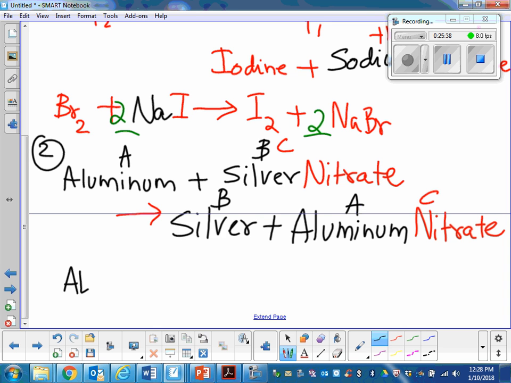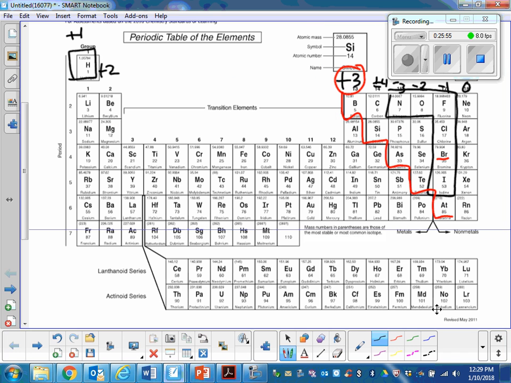Do I include any number, anything underneath? You don't include anything. You just write Al plus. He's not here, so I'm going to move to Annie. Annie, what is the charge on silver on the periodic table? Here is silver. Silver is always a +1.